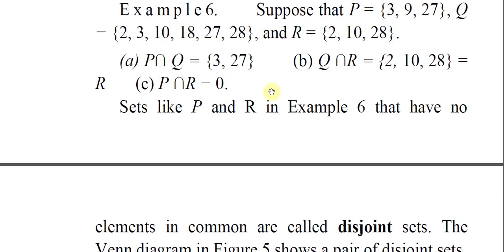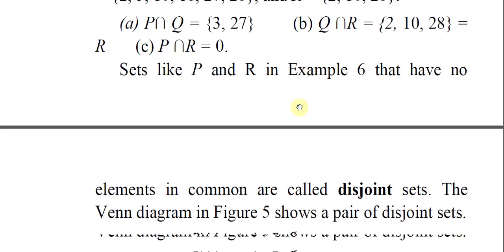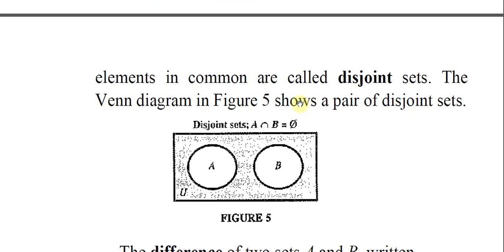Sets like P and R in this example, that have no elements in common, are called disjoint sets. Here is the graph of disjoint sets; they do not intersect. The intersection is empty.